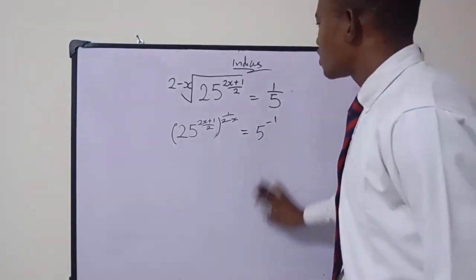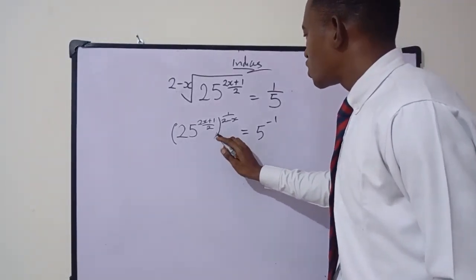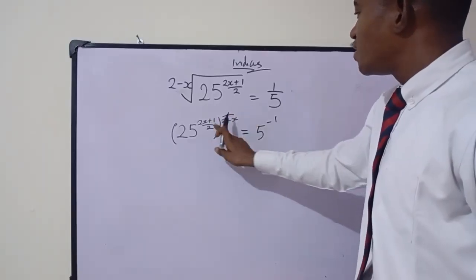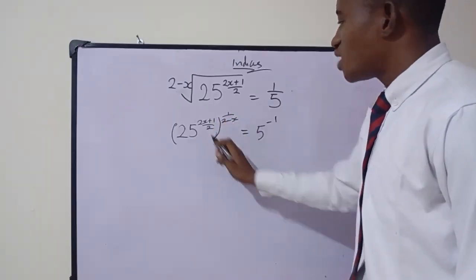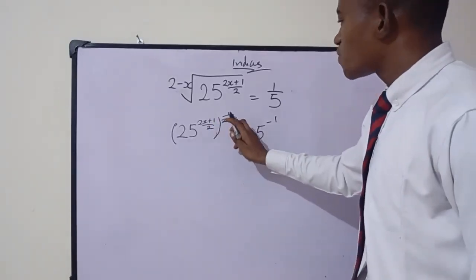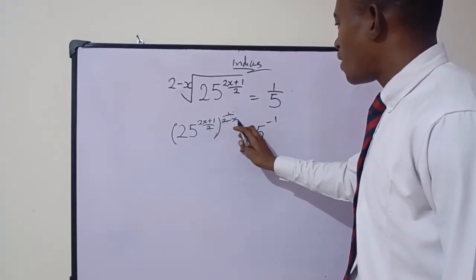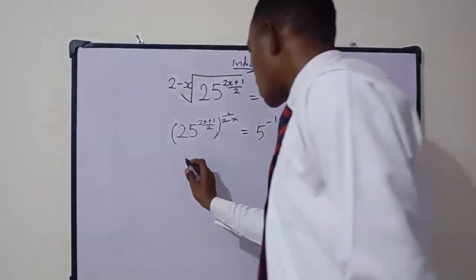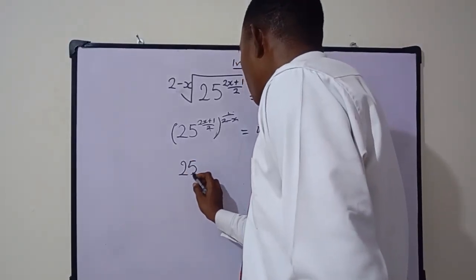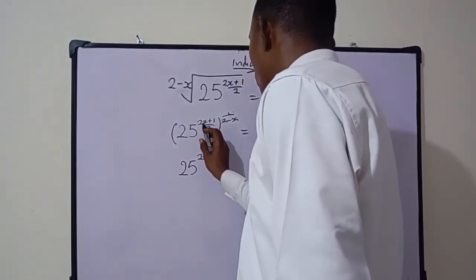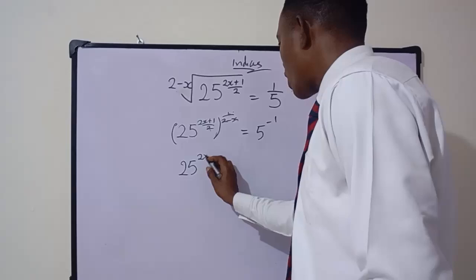Having this now, to continue, we need to multiply these things that are up here. When we see a bracket, you know that's multiplication. So 2x multiplied by 1, 1 multiplied by 1, 2 multiplied by 2, 2 multiplied by x. So this gives us 25 to the power of 2x multiplied by 1, which will still give us 2x.